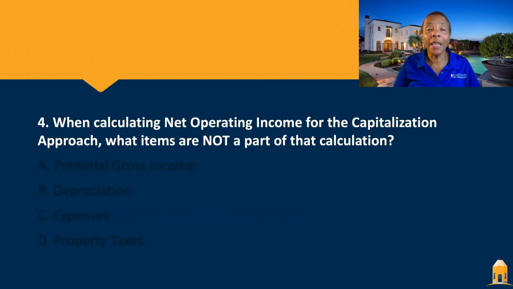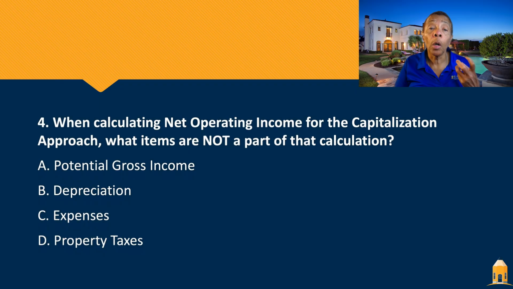Number 4, when calculating net operating income for the capitalization approach, what items are not part of the calculation? What do we not count as part of the calculation when we are looking for net operating income? A, potential gross income. B, depreciation. C, expenses. D, property taxes. This one you should know. If you're thinking of net operating income, right? It's the income minus the expenses. You remember that? We do not count depreciation in this formula.